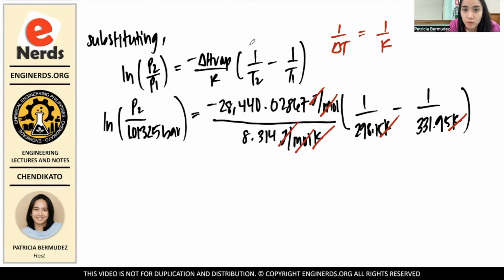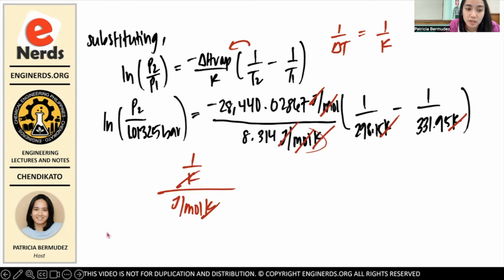And because this is in the numerator, it is multiplied by delta H VAP. It'll be 1 over K over the unit here, which is joules per mole Kelvin. You can see the Kelvin cancels, because this one is in the denominator and this one is also in the denominator, so it cancels.